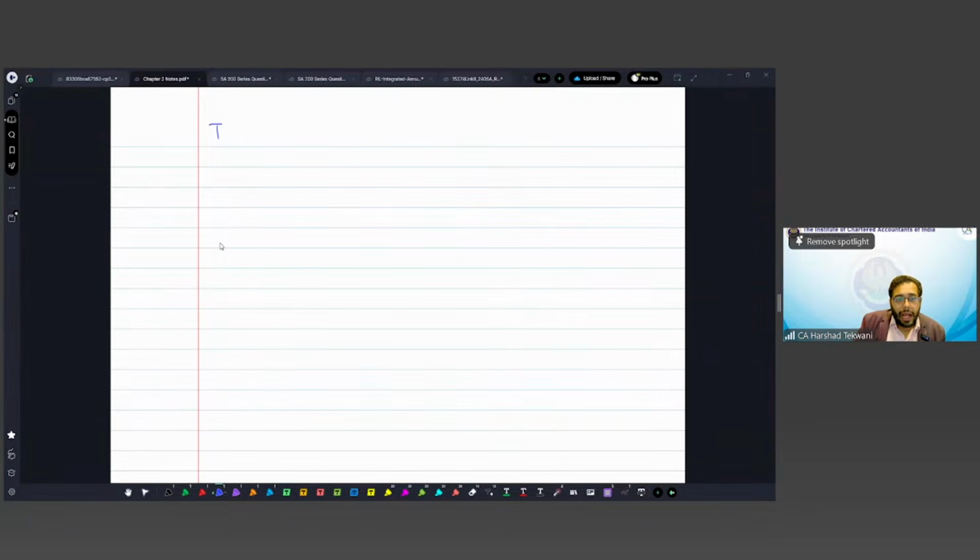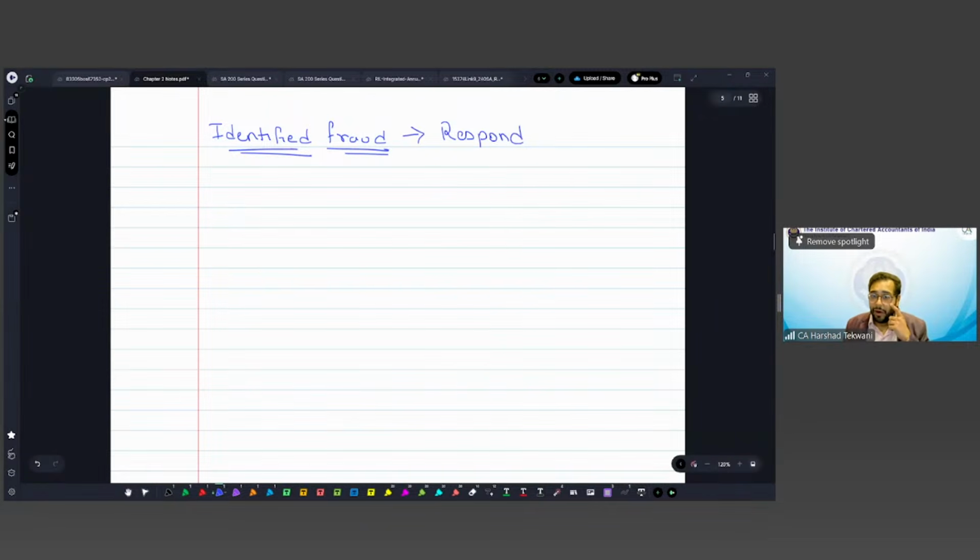You identified fraud. What will you do? You will respond to that fraud. Okay, you will respond, yes or no? We cannot just say, okay, I have identified fraud, let's leave it. We have to do something. That is the whole purpose of objective number 3. Once we have done the evaluation and have sufficient and appropriate evidence, and if you have identified a fraud, now it's time to respond to it.